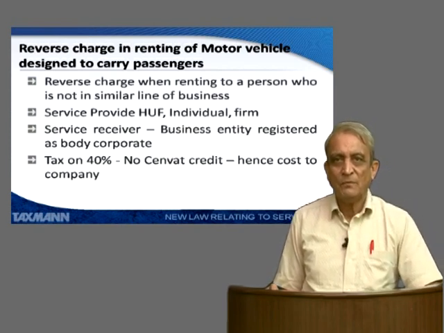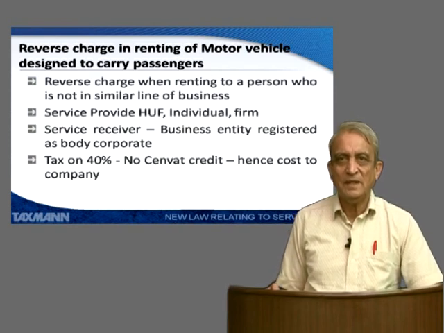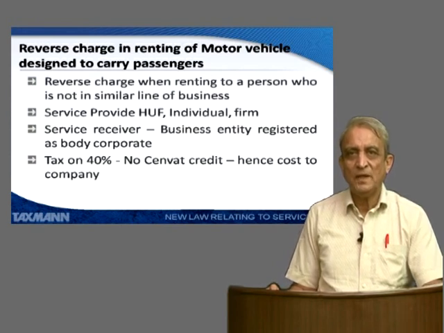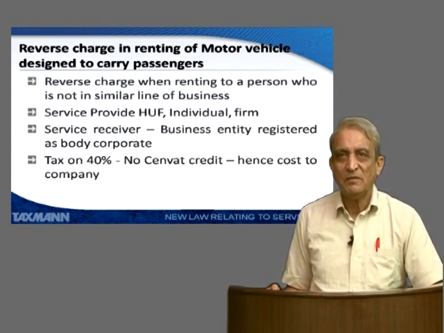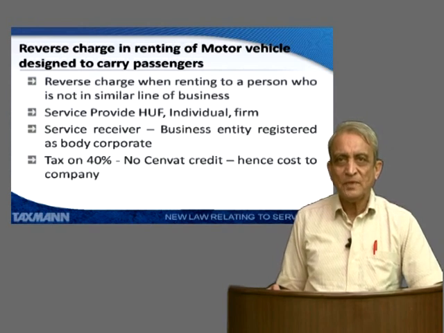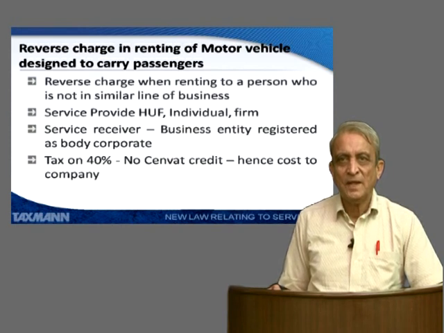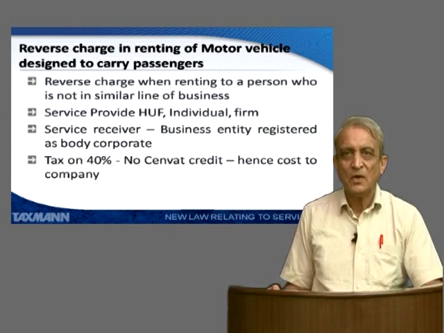But the wording of the notification is slightly confusing, and hence it is advisable to obtain a certificate from the service provider that he has not availed any Cenvat credit. In fact, if he avails the Cenvat credit, he is liable to pay service tax on the balance 60%, and the service receiver is liable in all the cases to pay service tax only on 40% of the amount.